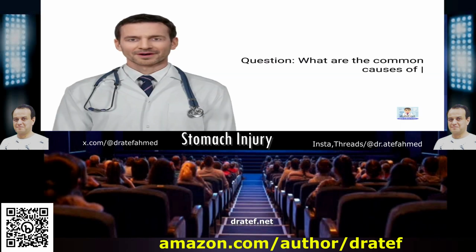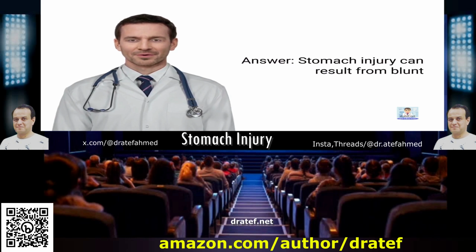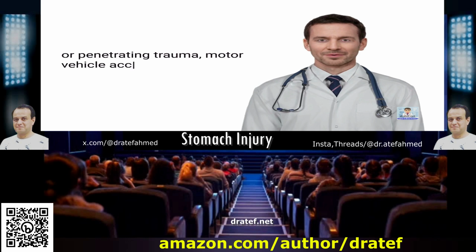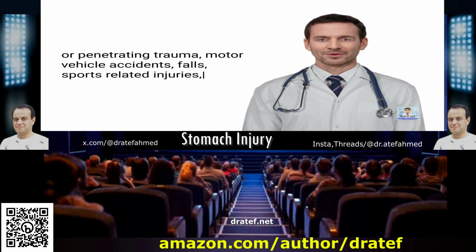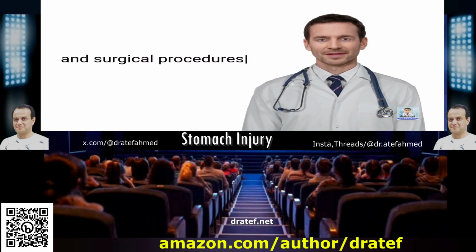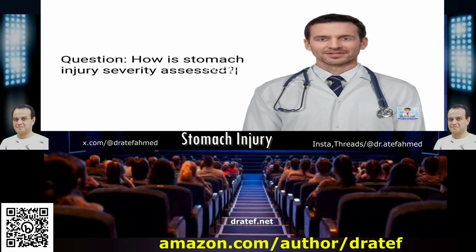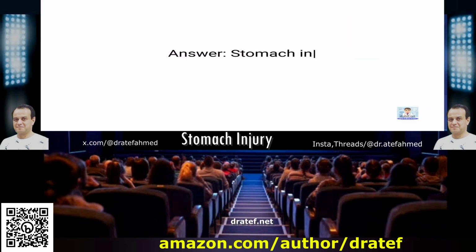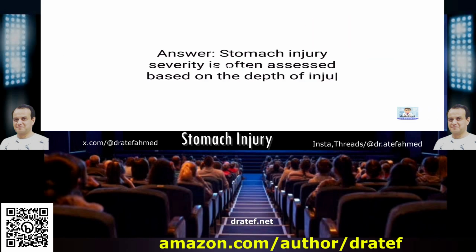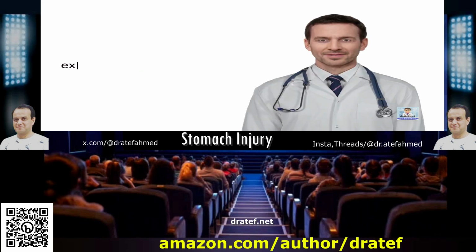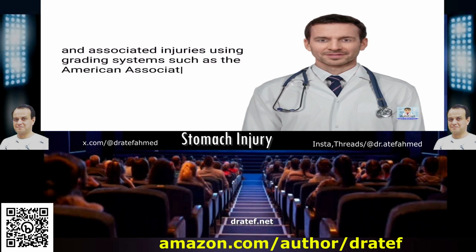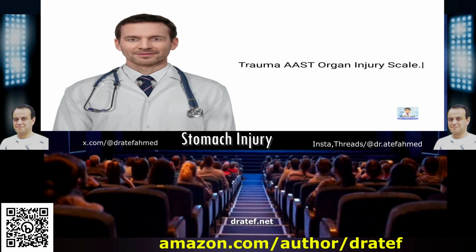Question: what are the common causes of stomach injury? Answer: stomach injury can result from blunt or penetrating trauma, motor vehicle accidents, falls, sports-related injuries, and surgical procedures involving the abdomen. Question: how is stomach injury severity assessed? Answer: stomach injury severity is often assessed based on the depth of injury, extent of tissue involvement, and associated injuries using grading systems such as the American Association for the Surgery of Trauma AAST Organ Injury Scale.